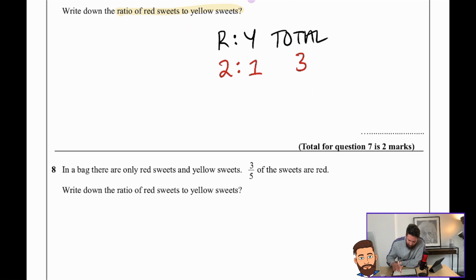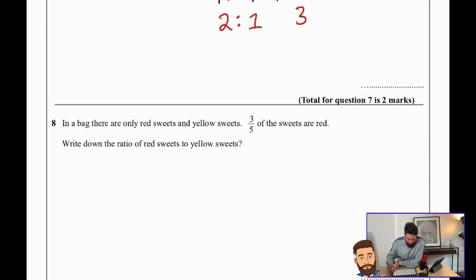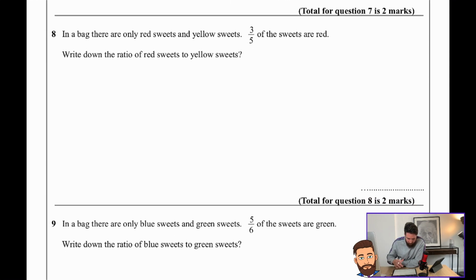A very common mistake students make here, they would write their answer as 2 to 3, which is completely wrong because the 3 does not represent yellow. 3 represents the total. So moving on to the next one. And again, if you're unsure, the more you follow along, the more you should be able to see what's happening.